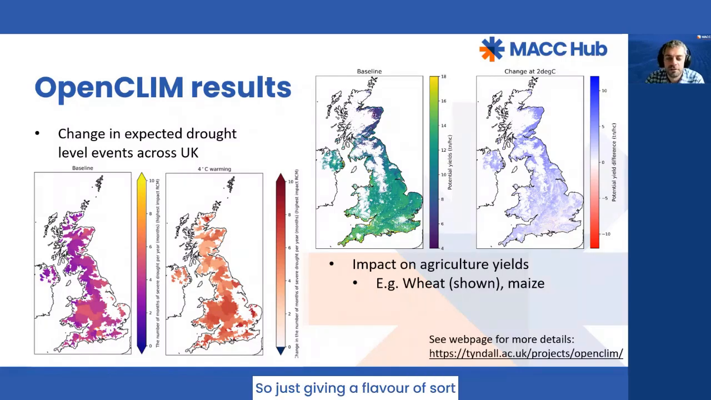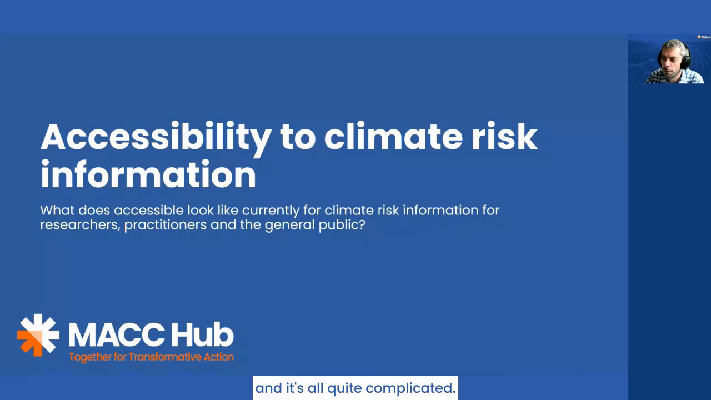So that gives a flavour of the sort of outputs we have there about risk, not just to, let's say, human conditions, but also to biodiversity as well. We have other outputs I've not shown here, looking at how biodiversity and refuge is impacted and so on as well. So there's a lot of results there, and it's all quite complicated.